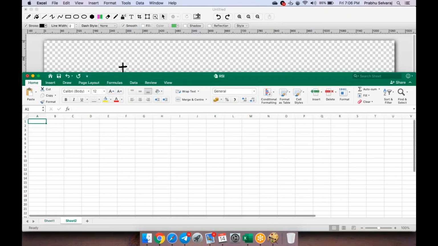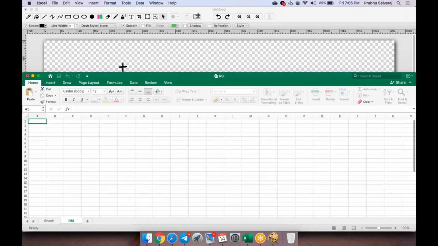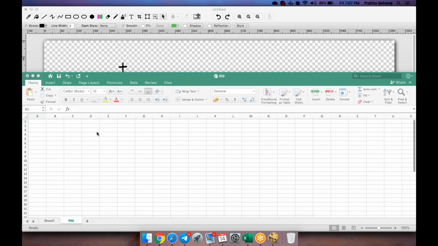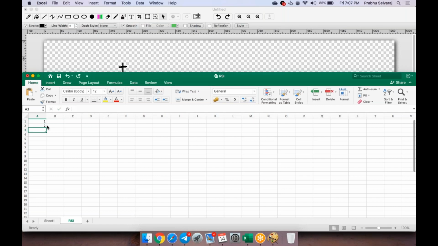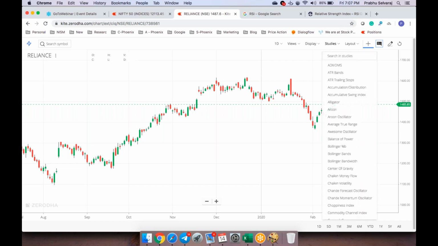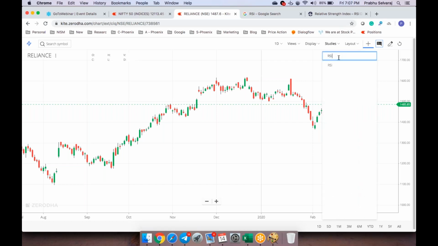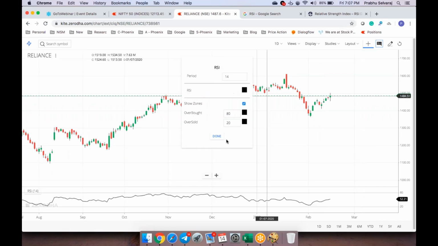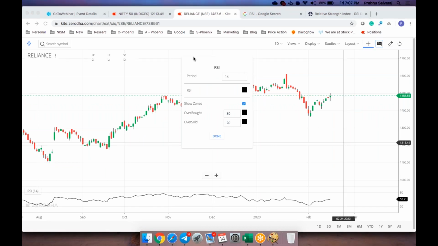I will be telling a lot of things about RSI, but you have to keep everything in mind before making an entry. So we are going to plot it. Take a blank chart in any terminal, be it Upstox or Zerodha or Fyers, whatever terminal. Go to your studies, search for RSI. Once you search for RSI, you get a default 14 period RSI where zones can be shown or hidden.